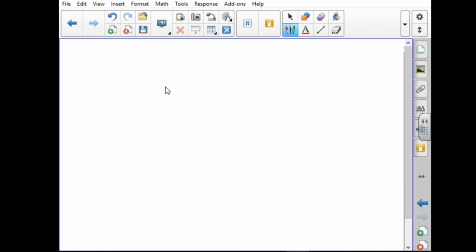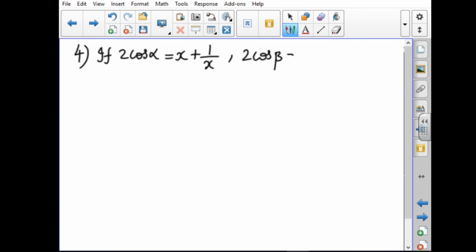Problem number 4. It is given that 2 cos alpha is equal to x plus 1 by x, and 2 cos beta is equal to y plus 1 by y. We need to prove 4 cases. So first, let us find out what is x and what is y from the given data.